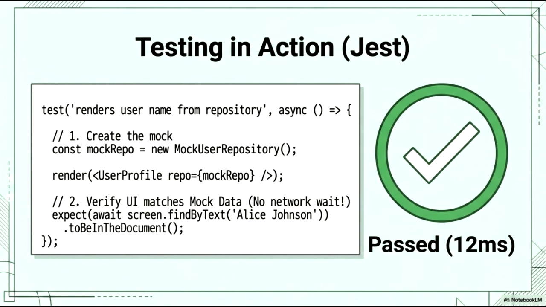We then render the component, passing the mock repository as a prop. To complete the test, we use an asynchronous finder to locate the text Alice Johnson and confirm its presence in the document. By leveraging these mocks, the test executes in a mere 12 milliseconds, ensuring our development cycle remains rapid and efficient while maintaining high confidence in our code's behavior.